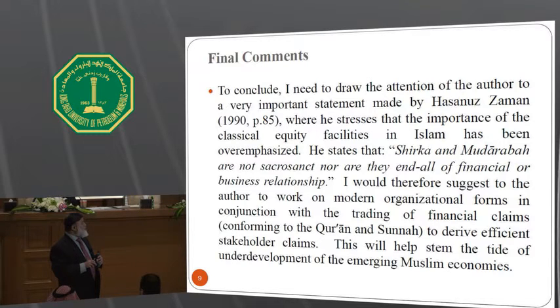I would therefore suggest to the author to work on modern organizational forms in conjunction with trading of financial claims conforming to the Quran and Sunnah to derive efficient stakeholder claims. This will help stem the tide of underdevelopment of emerging Muslim economies. I've stated the references at the back. Thank you very much.